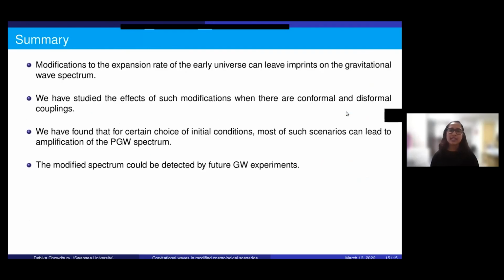So to sum up, there can be modifications to the expansion rate of the universe, which can leave imprints on the PGW spectrum. And we have studied the effects of such modifications in the presence of conformal and disformal couplings. And we have shown that they can lead to amplification of the PGW spectrum, which should be detected by the future gravitational wave experiments. Thank you.